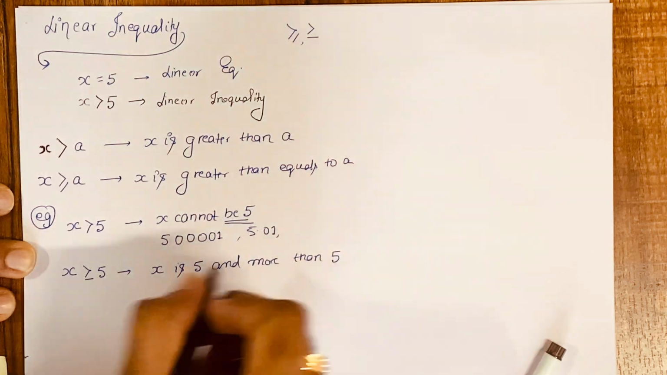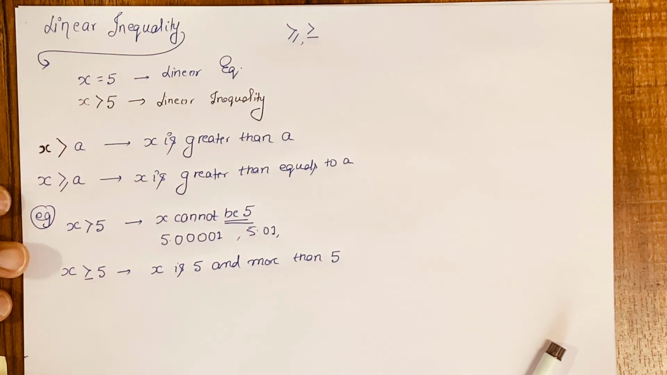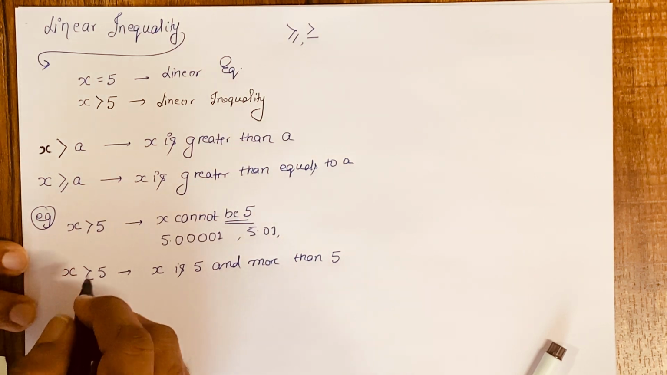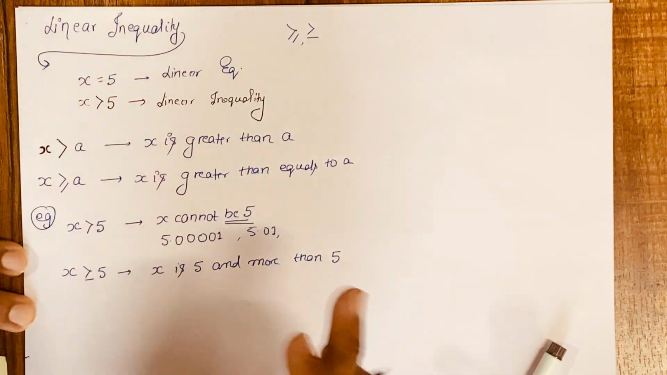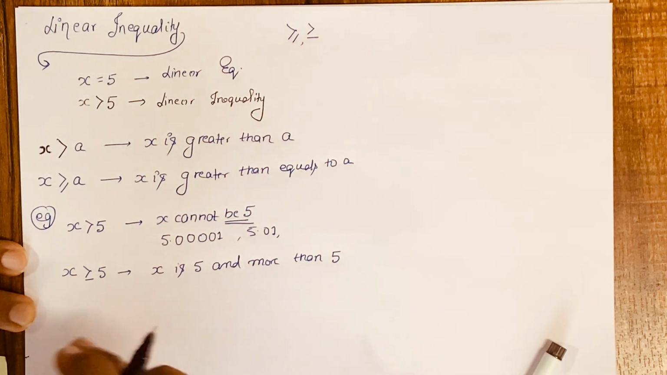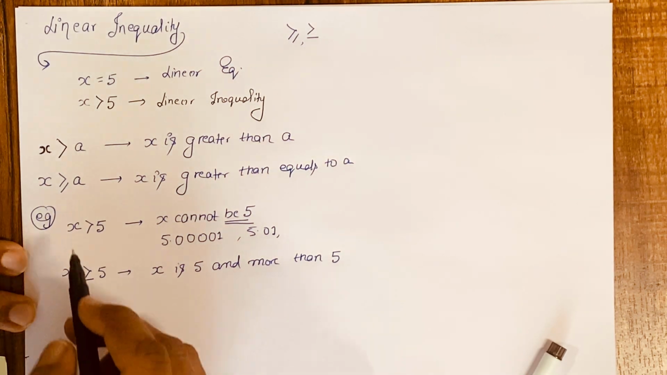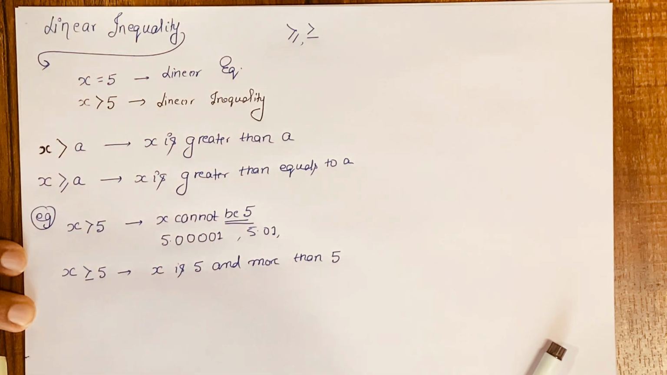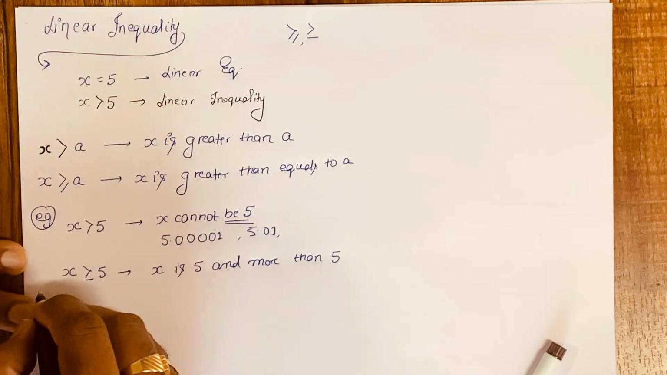So I hope it is clear what greater than or equal to and greater than mean. It's a very simple terminology. If I want to represent this graphically, I'm going to show you how to do that. Right now, I just want you to understand the first symbol, greater than and greater than or equal to. Now let's come to the second one.